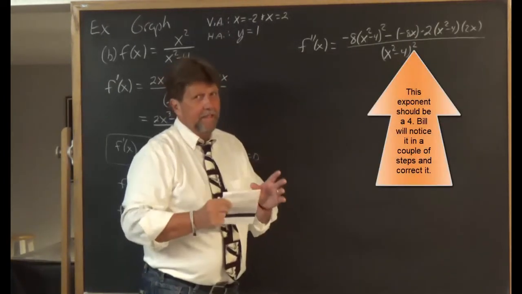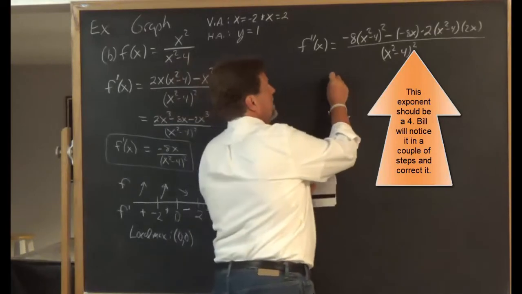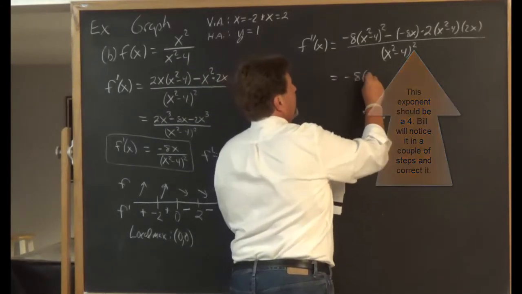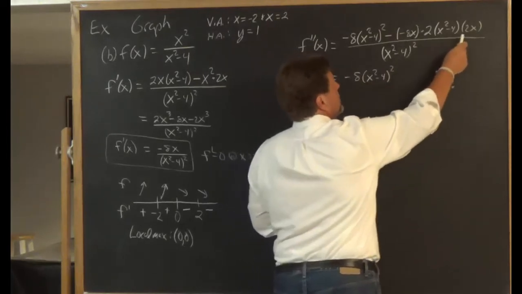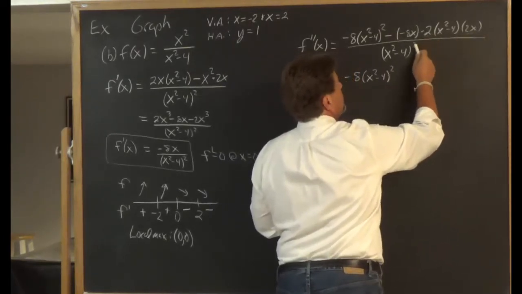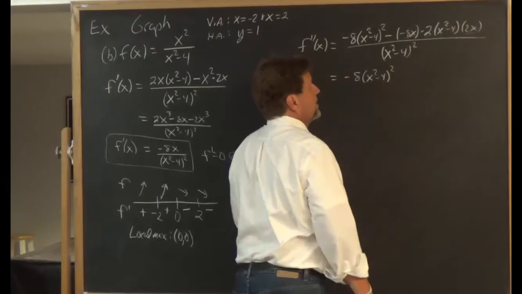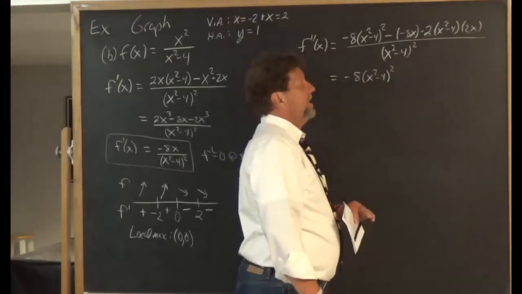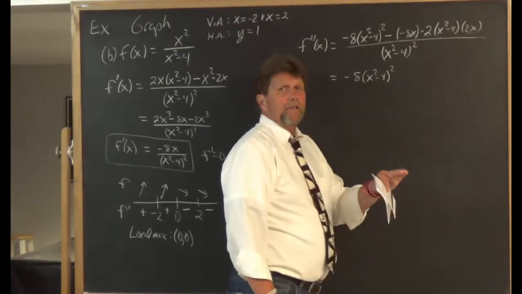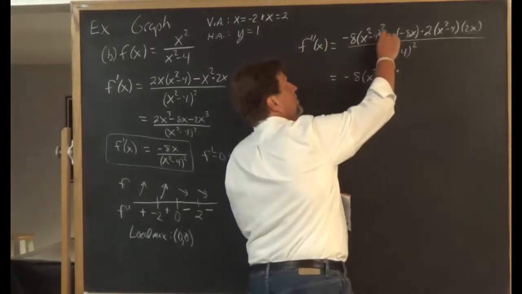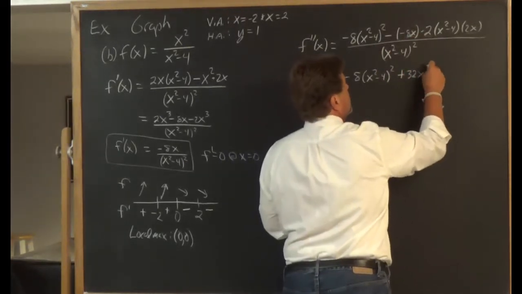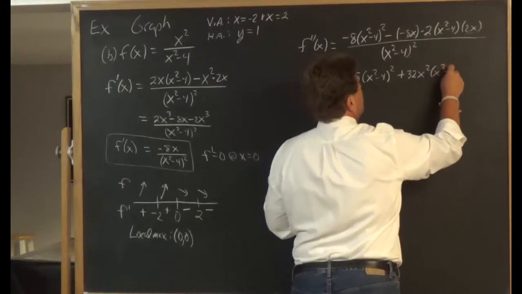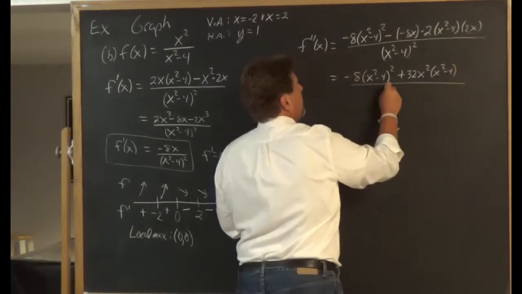Okay, this needs to be simplified. I'm going to take my time with it. So I have a negative 8 times x squared minus 4 quantity squared. So let's see, a 2x times 2 times negative 8x, that's a negative 32x squared. So minus a negative would make plus 32x squared. Okay, that wasn't too bad.